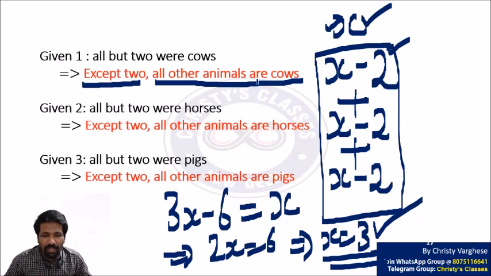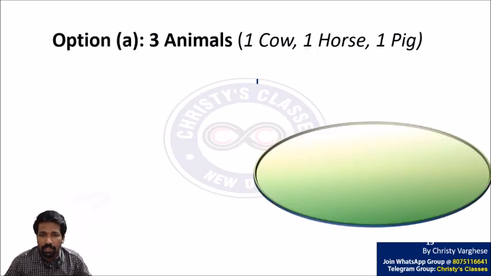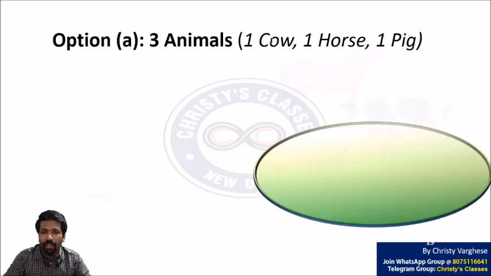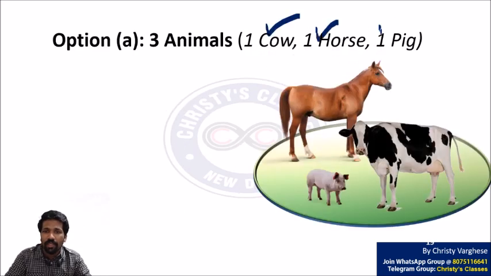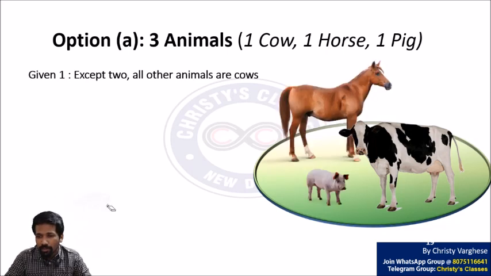Now you may still be confused about how this is practically possible. So I will just show you elimination so that you get a proper idea. Option A is giving 3 animals. With 3 animals, we can say they are equally divided: 1 cow, 1 horse, 1 pig. In that case, we will check whether this is satisfied. All but 2 were cows means except 2 all other animals are cows. That means if you remove 2 animals from this list, whatever remains will be only cows. Other than cows, nothing should be there. Yes, that is totally possible.